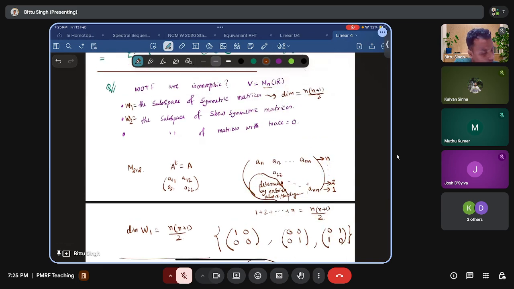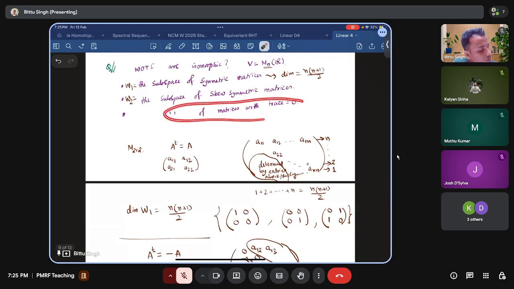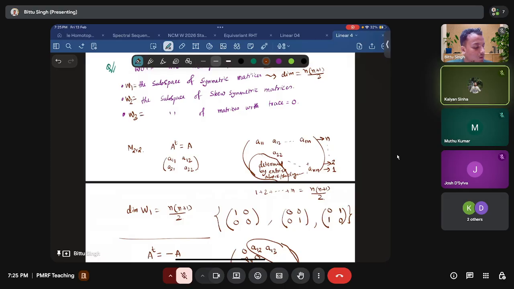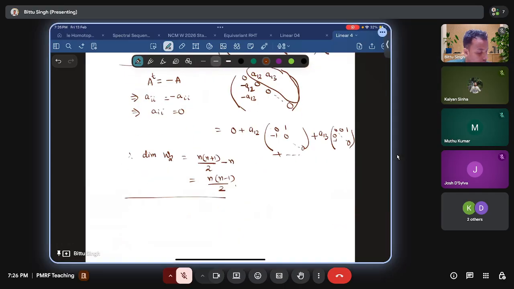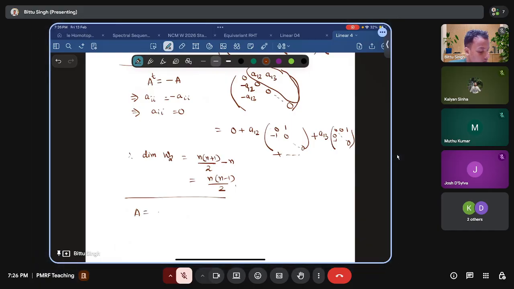Now what about the last one? Matrices with trace 0. Can you find it? N square minus 1, exactly. So in this case, you see that the matrices will look like Aij, that is everything is there, but the diagonal entries should add up to 0. That is A11 plus A22 up to Ann equal to 0.